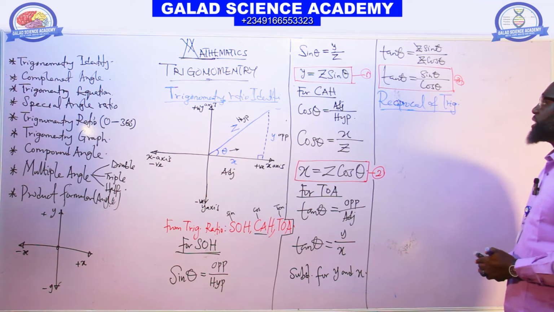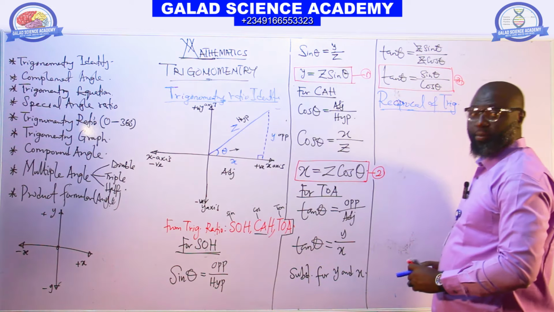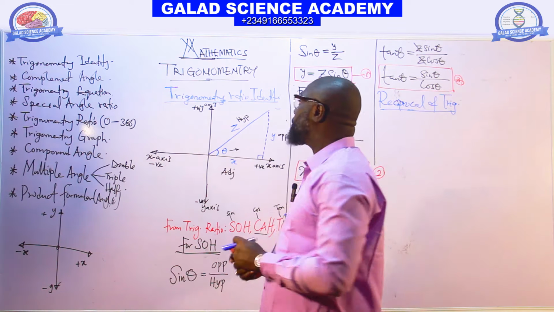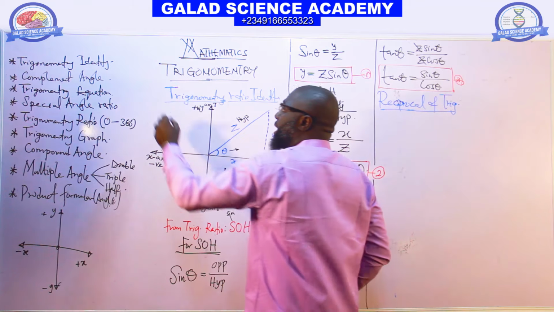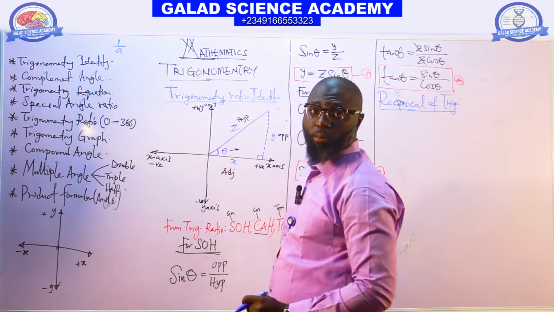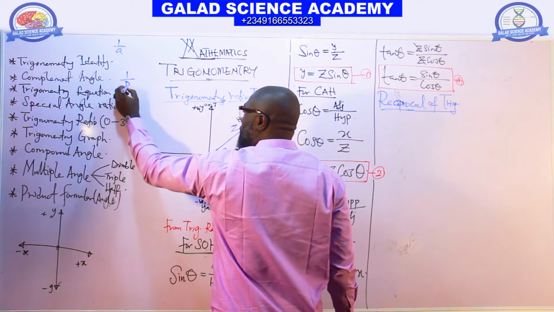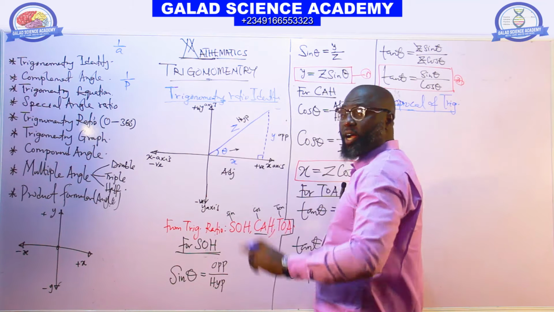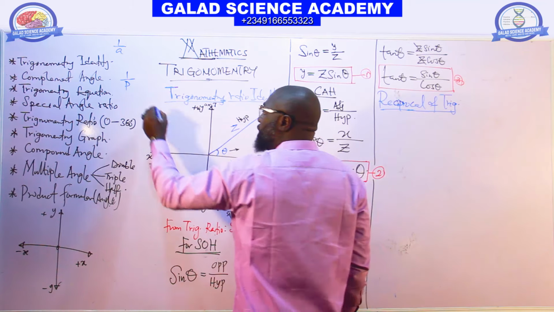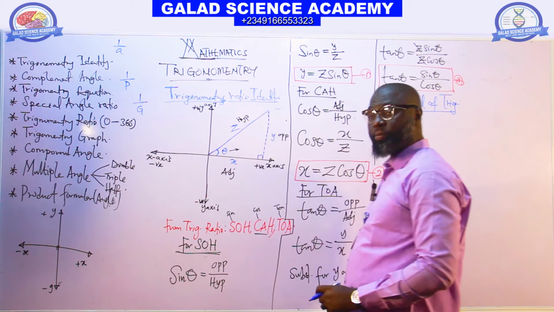So let's look at the reciprocal of trig identities. If I say the reciprocal of A, it is 1 over A. The reciprocal of P is 1 over P. The reciprocal of G is 1 over G, written as an inverse.